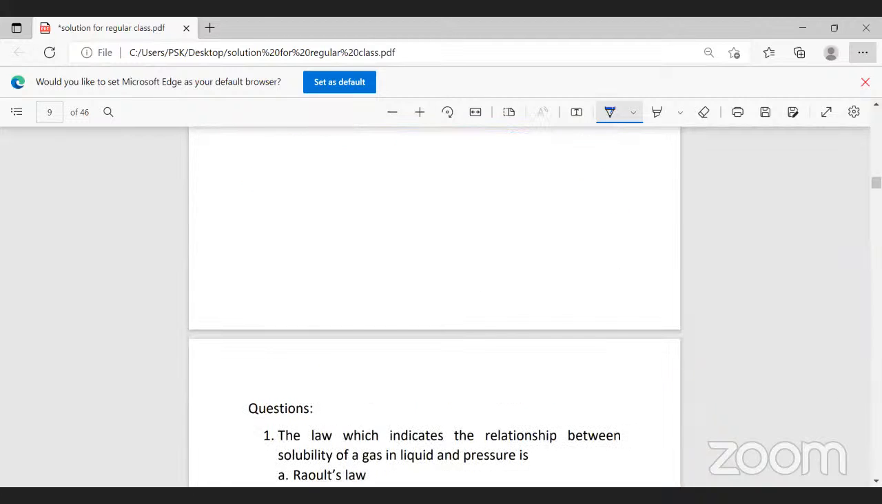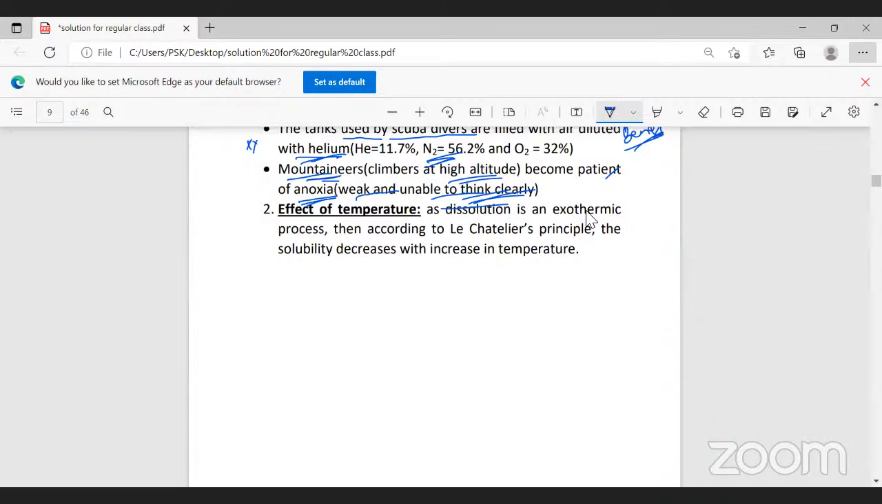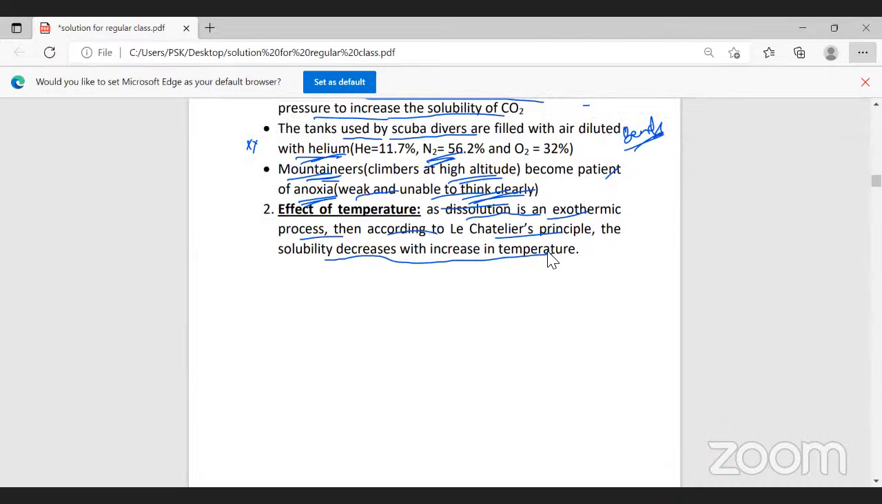Next is temperature. What's the effect of temperature on Henry's law? Effect of temperature: as dissolution is an exothermic process, then according to Le Chatelier's principle, the solubility decreases with increase in temperature. So solubility will decrease with increase in temperature. Assume that we are dissolving carbon dioxide gas and increasing the temperature.